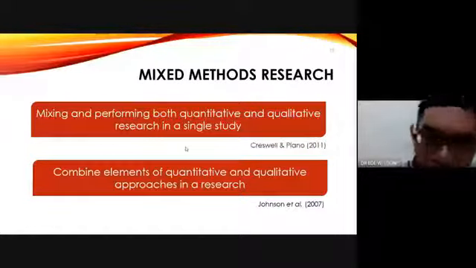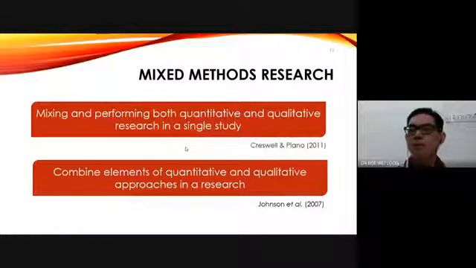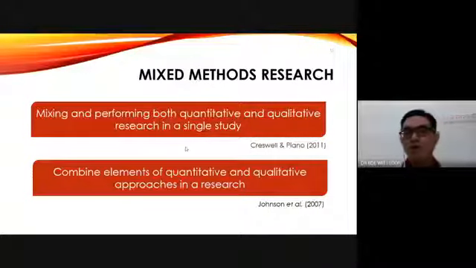Okay, so I think nowadays some people are talking about mixed method research. So I hope not many of you are actually using mixed methods research. But there is a growing trend, a growing number of mixed methods research nowadays. So what is mixed method research? Mixed method research, you mix both.